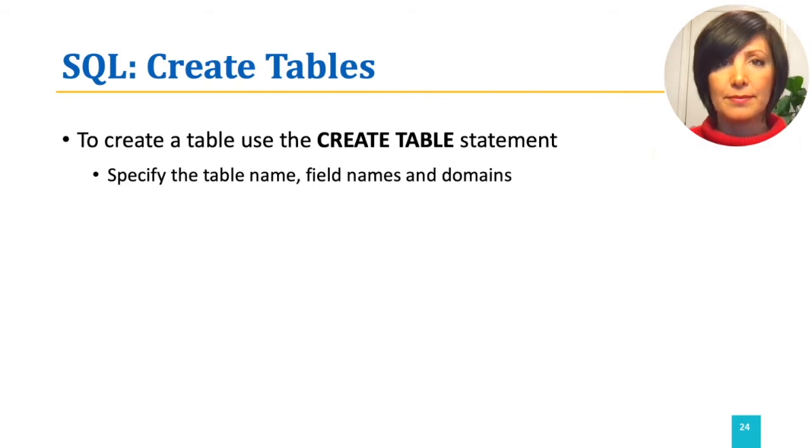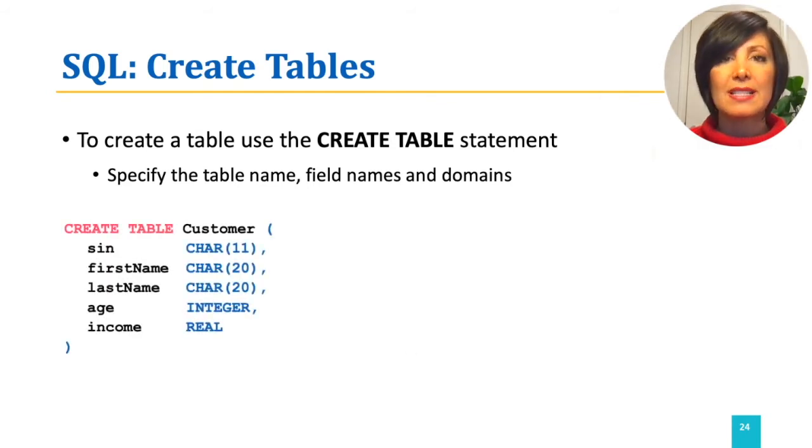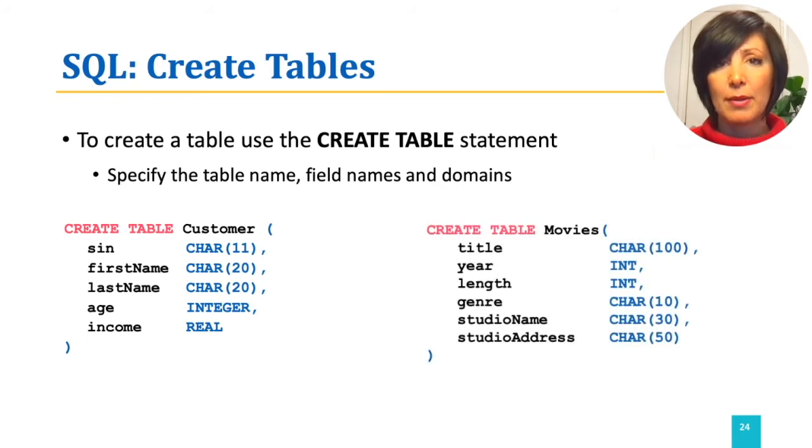For example, create table customer with fields SIN, first name, last name, age, and income, where SIN, first name, and last name are character strings of fixed length, and age is an integer, and income is a floating point number. Another example, create table movies with attributes title, year, length, genre, studio name, and studio address, where title, genre, studio name, and studio address are character strings, and year and length are integers.